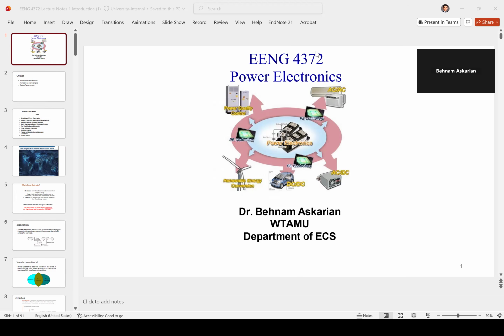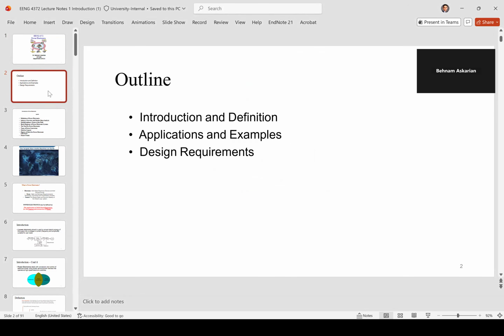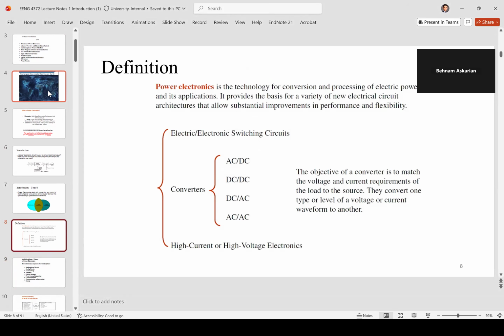In the previous class, we went through the syllabus and we did a little bit of introduction on power electronics and the definitions of power electronics. Now, this week, we would continue with the introduction. We will go through different applications of power electronics and some examples of that. And if we have time, we would start with some design requirements of power electronic systems.